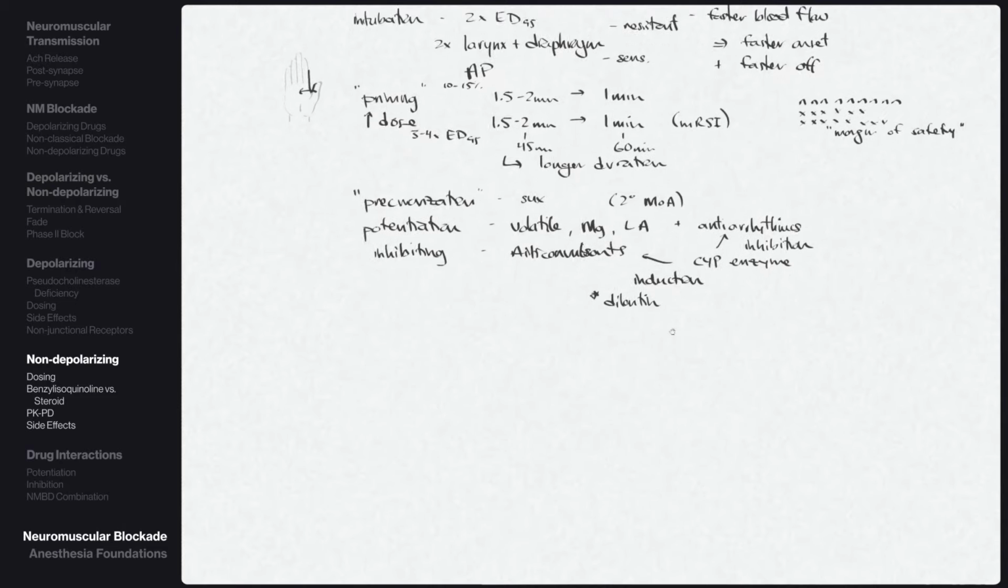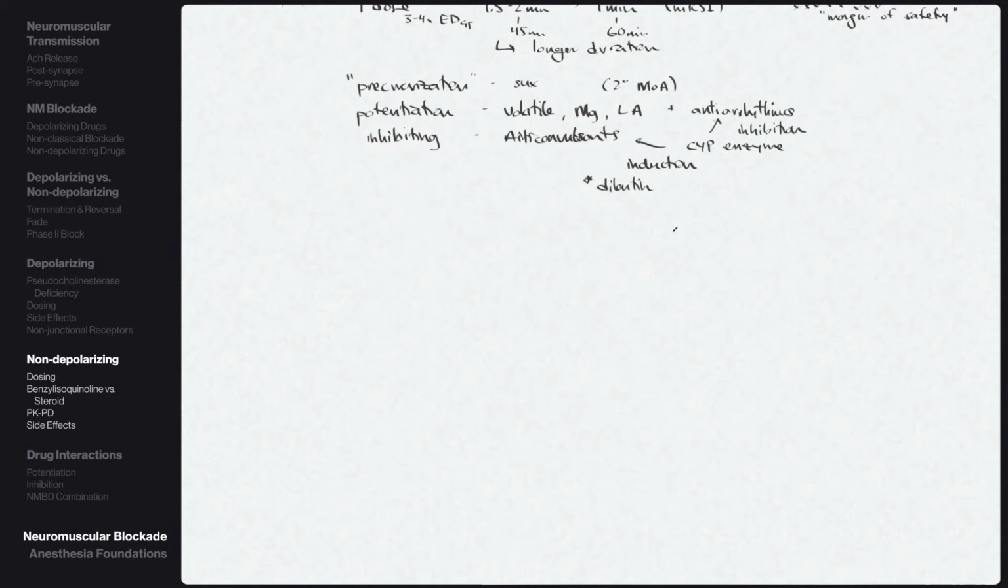So let's talk about our classes of non-depolarizers. So we'll mention rocuronium. We'll talk about vecuronium and pancuronium. And we'll also talk about cisatracurium and atracurium. So first thing we'll mention is that these three are steroid drugs, while these drugs, cisatracurium and atracurium, are benzylisoquinolines.